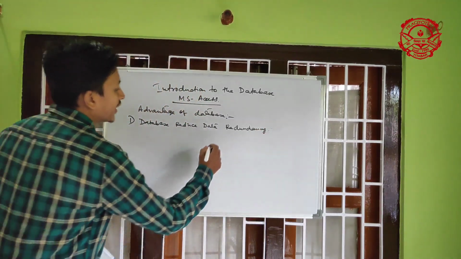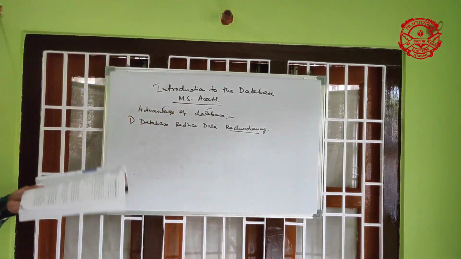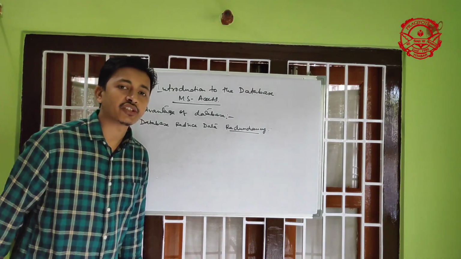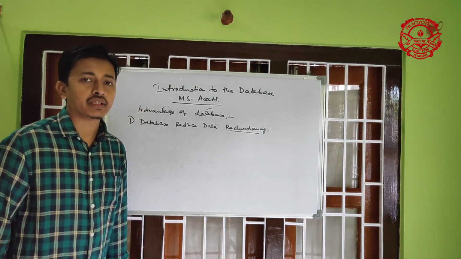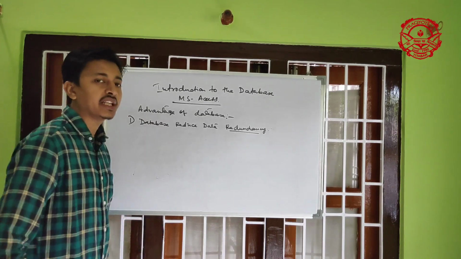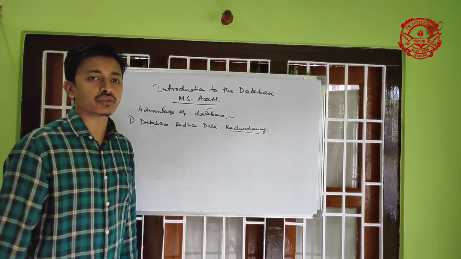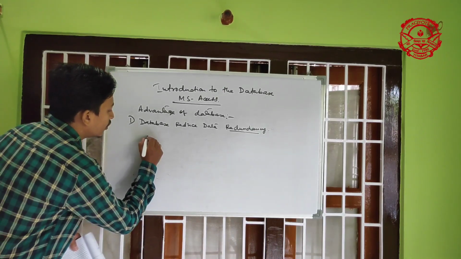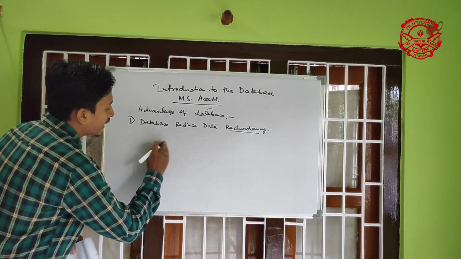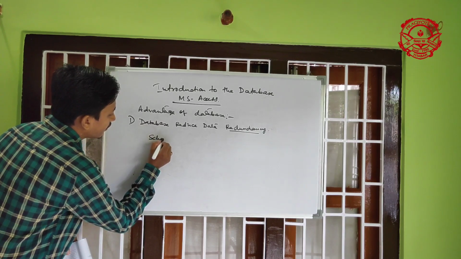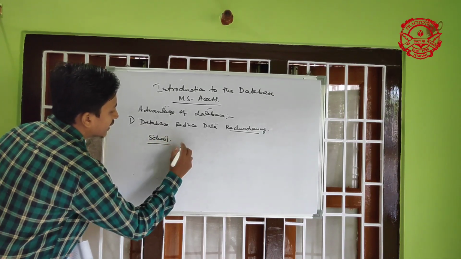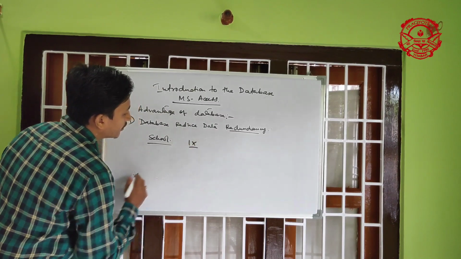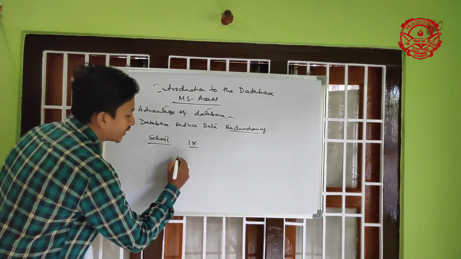What is the meaning of redundancy? Redundancy means duplication of data. Means in the database only unique values are stored, not the same value. For example, in a school there is a classroom, for example the online classroom, class 9.